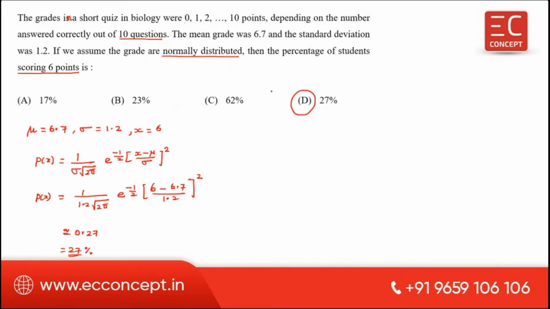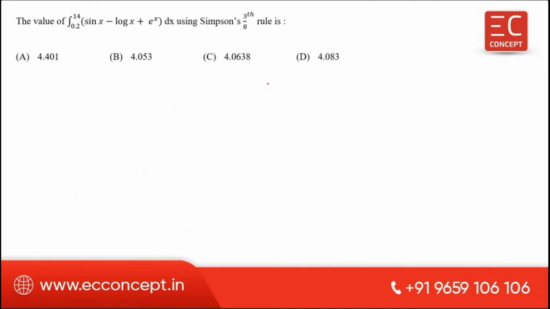Okay. And the next question, this question is also very difficult to solve. This is 1.4, because sine x, think about it, what is the integration of this? Minus cos x minus 1 by x plus e power x. Think about upper limit minus lower limit. Can you do this? Calculate cos 1.4. It's very difficult. Nobody can remember.